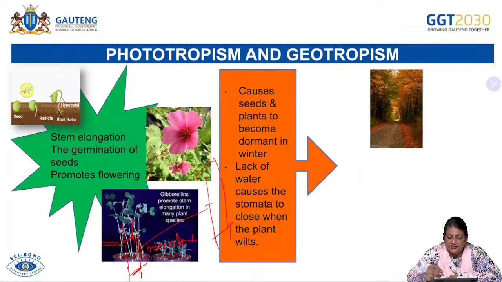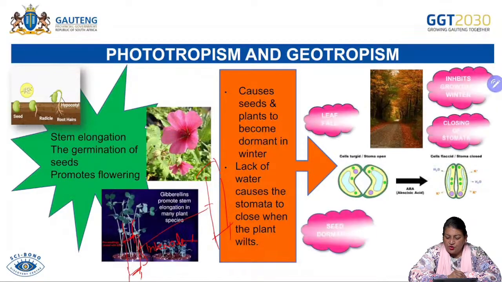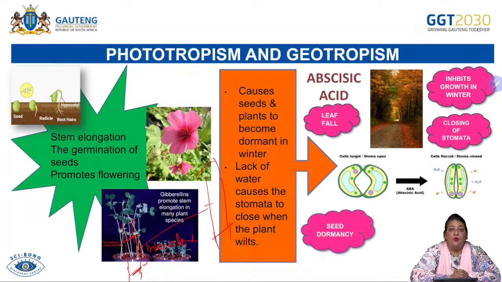And here you can see your stomata, which is going to close in winter because you know that there's less water in winter. So the stomata is going to close, so you're going to prevent the wilting of leaves. And this function here is caused by abscisic acid. So what does abscisic acid do?